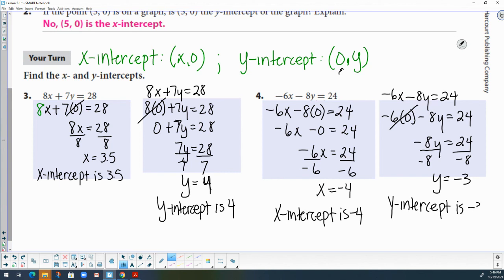I could write this as an ordered pair, so this could be negative 4, 0. That's my x-intercept, and this would be 0, negative 3. I could also write number 3 as an ordered pair, so 3.5, 0, and this one is 0, 4. All right, so I'm going to go ahead and stop the video and then make a new one for the next part.